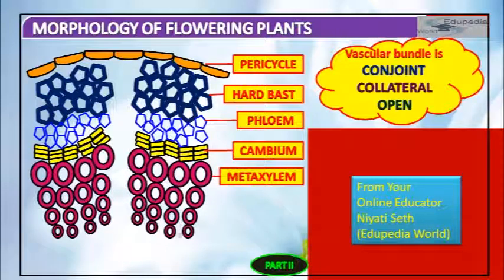And what are these? These are your protoxylem, students. So you can say pericycle, what is it? It is the region between the vascular bundle and cortex that is known as pericycle.